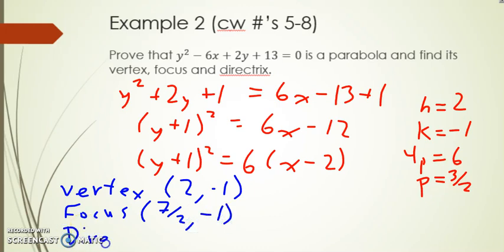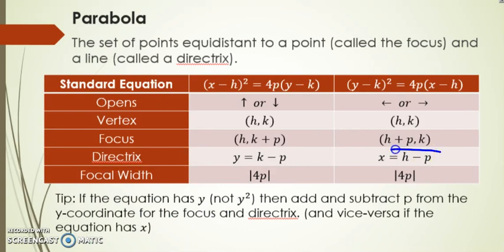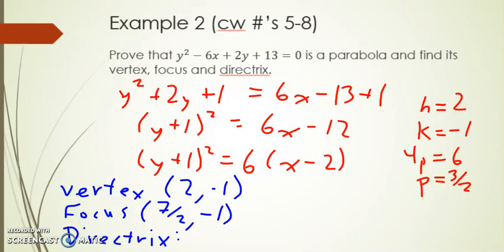And for the directrix, looking at that same column, this time it's going to be an x equals equation. I need to take my h value and subtract p. So h is 2. If you subtract 3/2, you get 1/2. So my equation is going to be x equals 1/2.